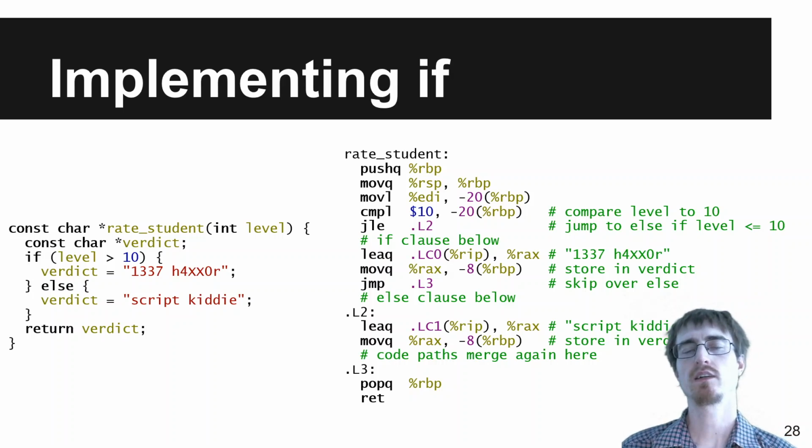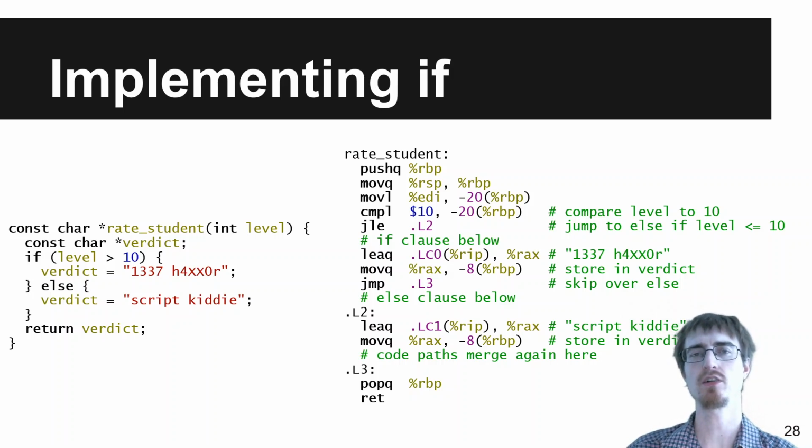So the C compiler uses assembly instructions to implement the language features of C. And conditional branches specifically are used to implement control structures such as if and loops. Okay, so let's take a look how the compiler uses them to implement an if statement.